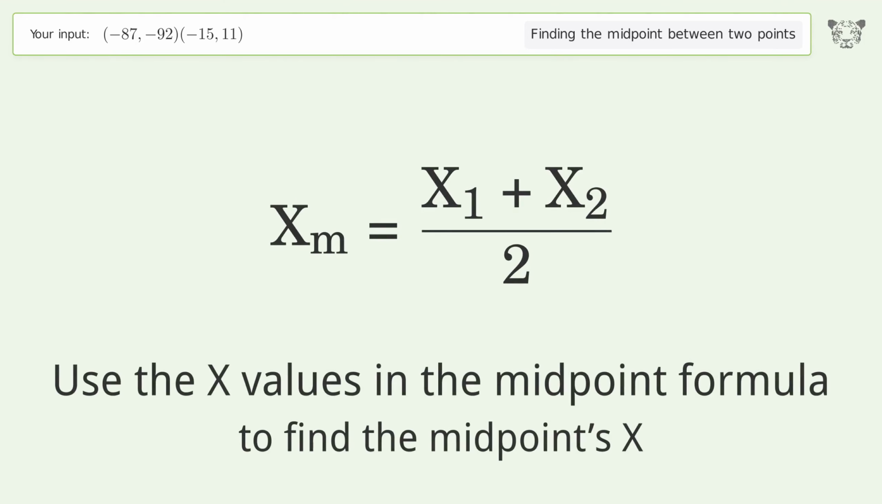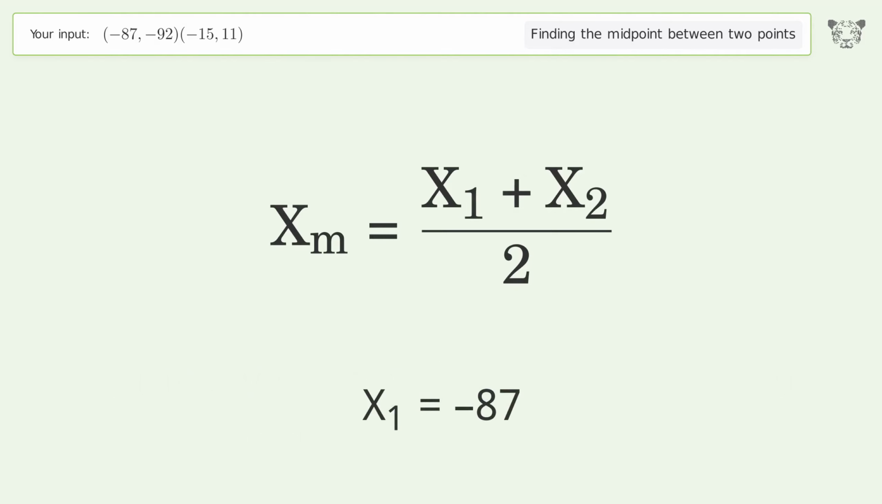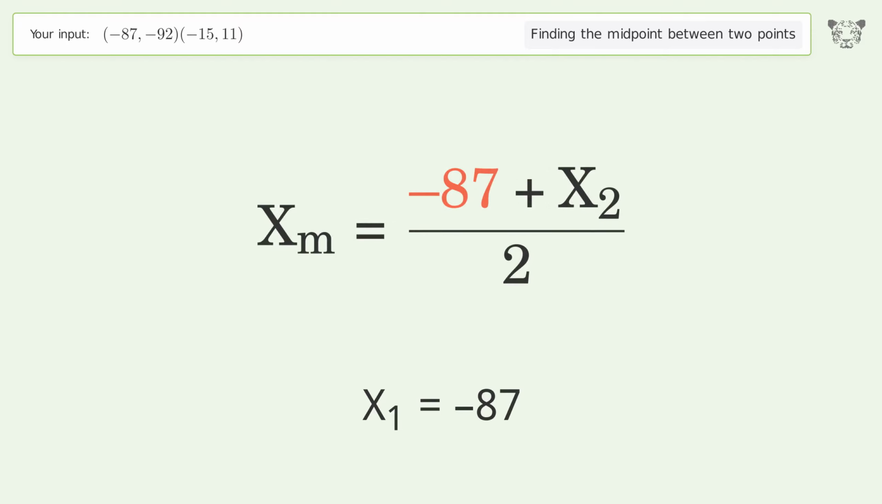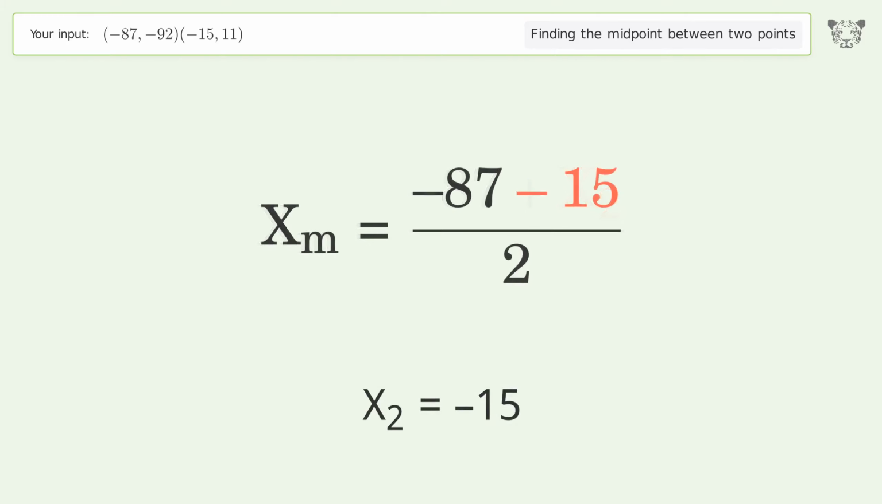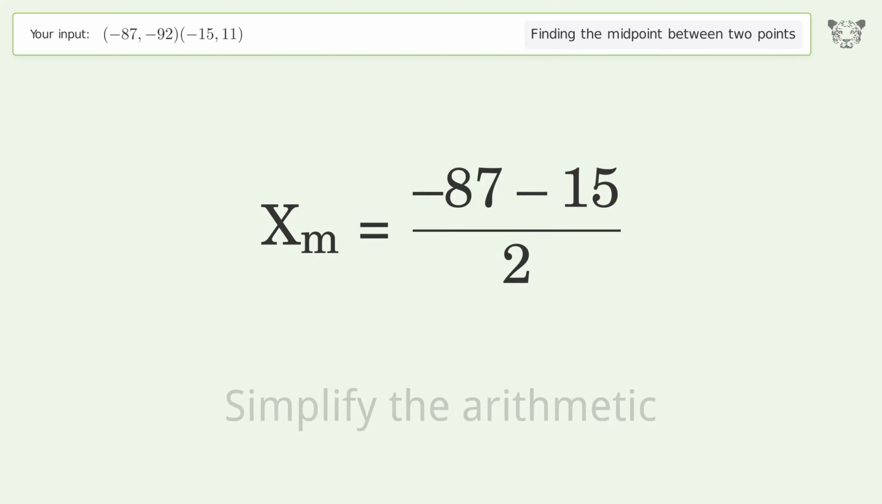Use the x values in the midpoint formula to find the midpoints x. x1 equals -87. x2 equals -15. Simplify the arithmetic.